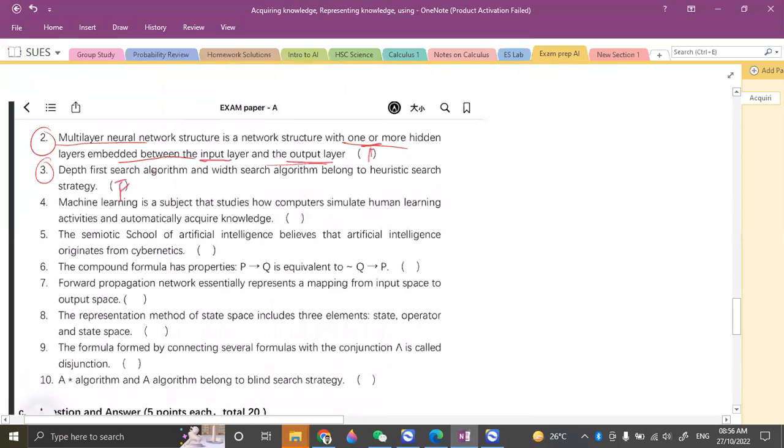Depth first search algorithm and breadth first search algorithm. We can also say this as breadth and depth. So depth first search algorithm and breadth first search algorithm belong to heuristic search strategy. So this is false. This doesn't belong to heuristic search strategy.